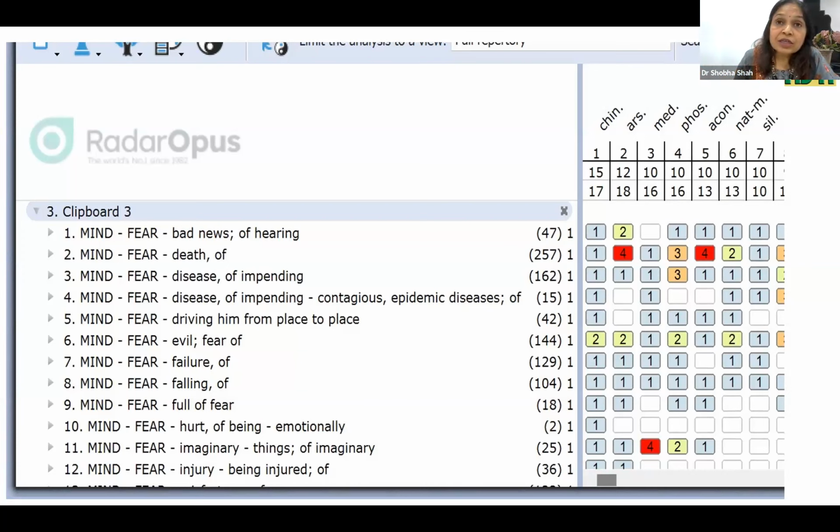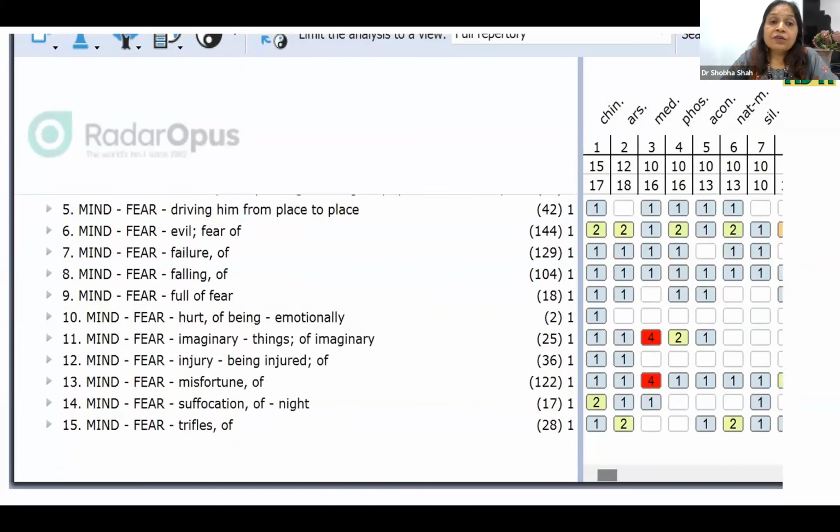Fear of evil, something bad. Fear of failure, fear of falling, fear of being hurt emotionally, fear of imaginary things. They go into imaginations, they go into theorizing. China is also in theorizing. They start imagining in their own mind and they get fearful and scared. Then fear of being injured, fear driving from place to place, fear of misfortune, fear of suffocation at night, especially at night, fear of trifles.